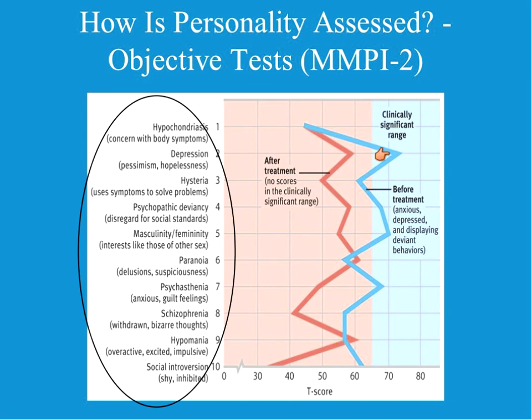This person's scoring into what they call the clinically significant range. That means probably in the top 5 or 10% of all respondents on the depression scale. They're also scoring pretty high on this psychasthenia scale. It's like an OCD type scale.